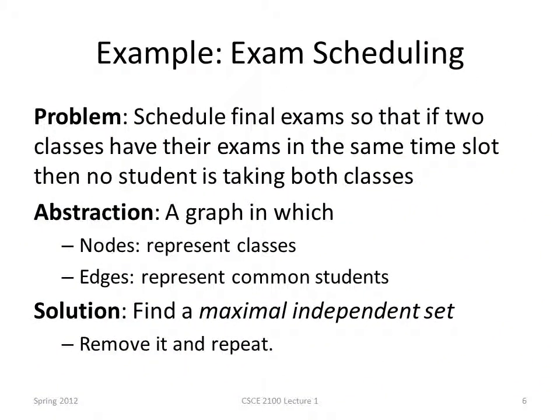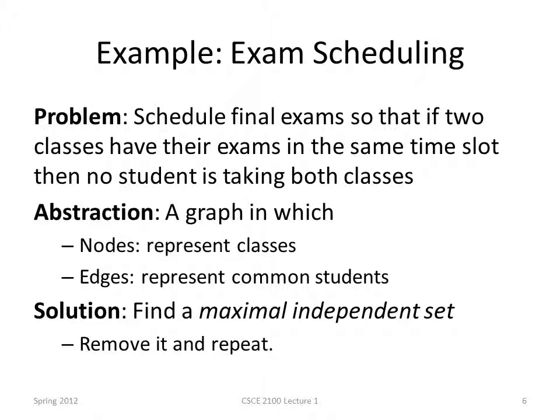Let's look at a quick example, that of exam scheduling. The problem is we want to schedule final exams for UNT, let's say, so that if two classes have their exams in the same time slot, then no student is taking both classes. So we don't want to require a student to be in two places at the same time.